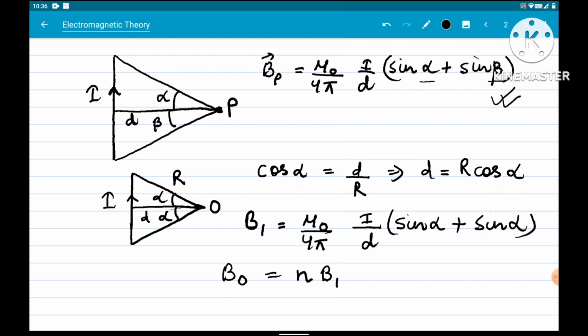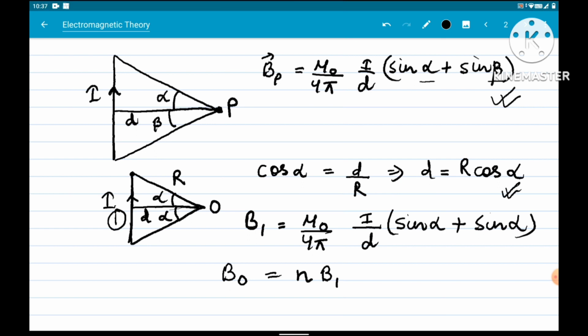Now in the given polygon, we can find the magnetic field at the center O by considering one side. It is given that r is the distance from center O to one of the vertices, and suppose d is the perpendicular distance from the wire to the point O. Then cos alpha is equal to d by r. From here we get d equal to r cos alpha.